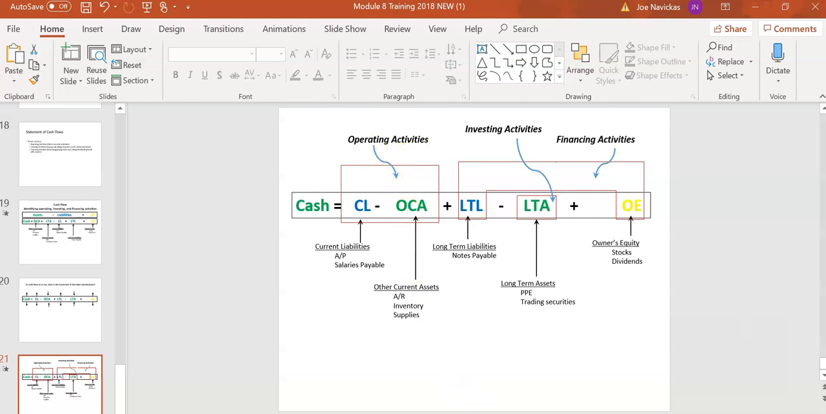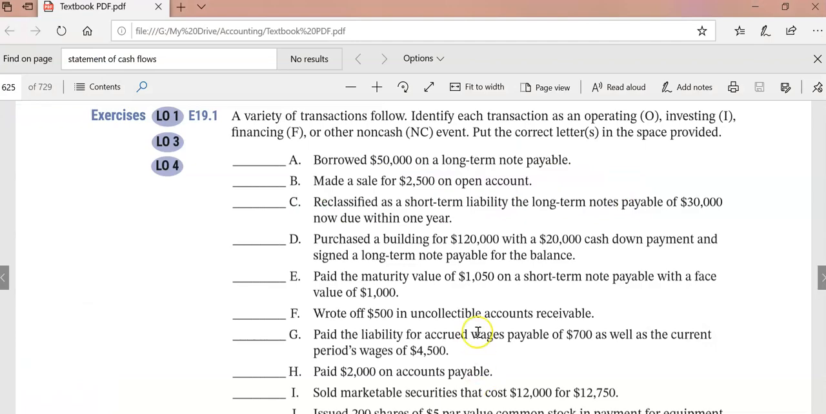All right, moving on. The next one we have now is we wrote off $500 in uncollectible accounts receivable. In Module 6, remember, uncollectible accounts, we're writing off uncollectible accounts. And at that point, we're taking out the receivable. There's no cash involved in that entry. So that goes back to your journaling knowledge. So F would be non-cash.